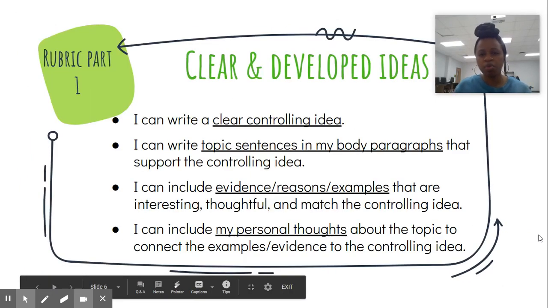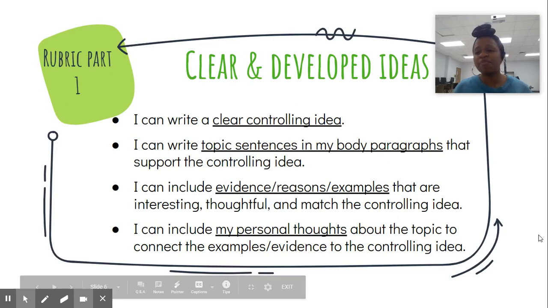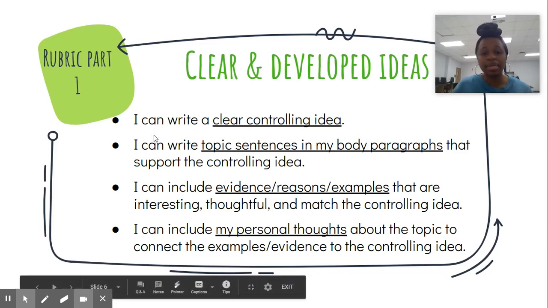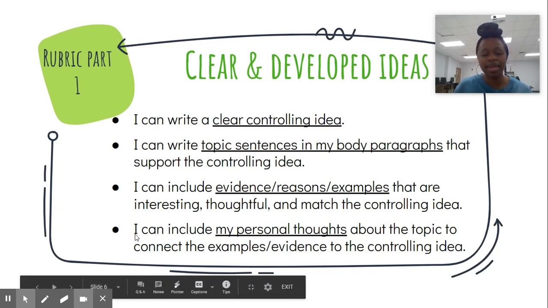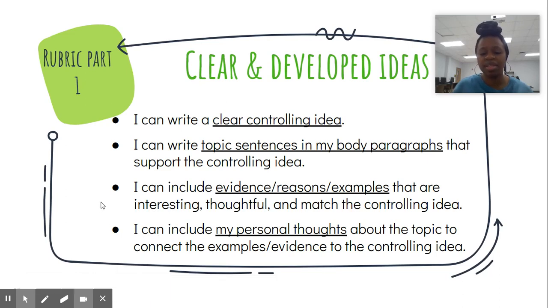Okay. The first part of the rubric is clear and developed ideas. Okay. It says that I can write a clear controlling idea. I can write topic sentences in my body paragraphs that support the controlling idea. I can include evidence, reasons, examples that are interesting, thoughtful, and match the controlling idea. And lastly, I can include my personal thoughts about the topic to connect the examples and evidence to the controlling idea.